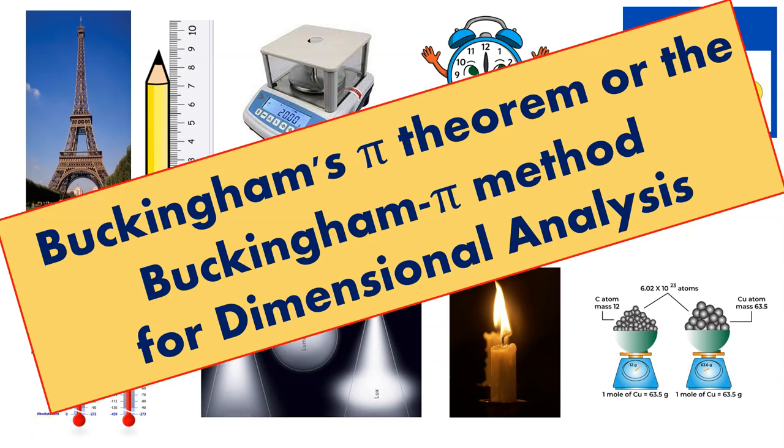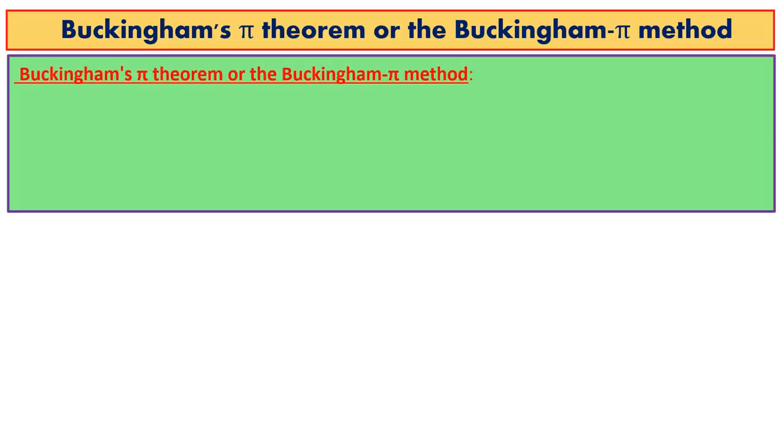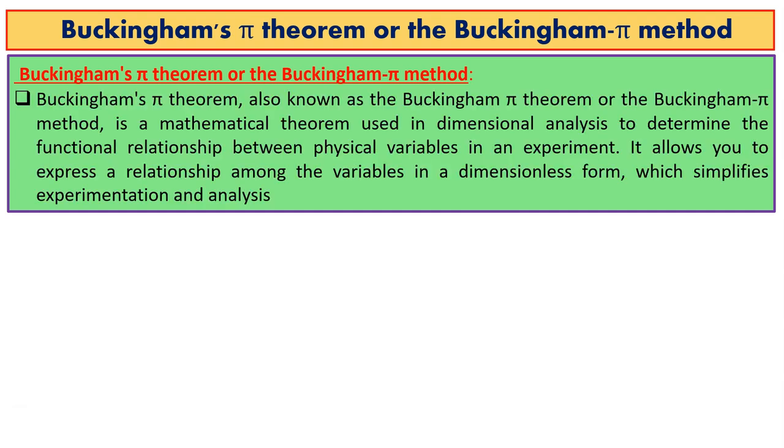Today I'll talk about Buckingham pi theorem, or the Buckingham pi method for dimensional analysis. So first, what is Buckingham pi theorem or the Buckingham pi method? It is a mathematical theorem used in dimensional analysis to determine the functional relationship between physical variables in an experiment. It allows you to express a relationship among the variables in a dimensionless form, which simplifies experimentation and analysis.